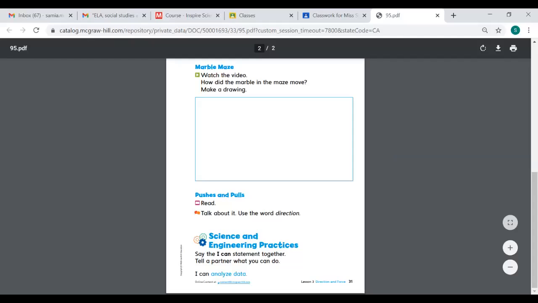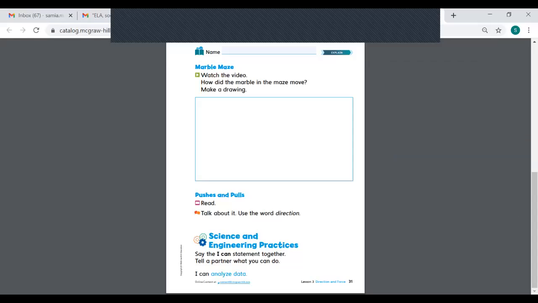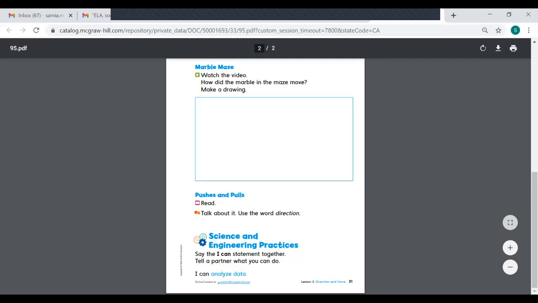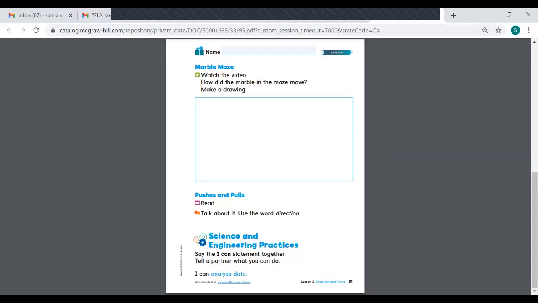Now I want you to open up your Be a Scientist notebook to page 31. On page 31, it's asking, how did the marble in the maze move? Make a drawing. So you are going to draw a maze, and you're going to show how the marble moved in the maze. Complete the drawing of what you saw in the video. Make sure your first and last name and the date is at the top of the paper.